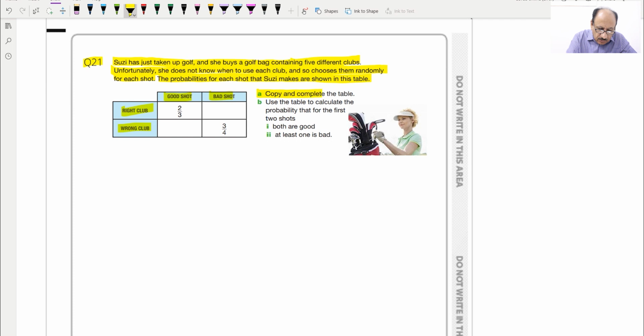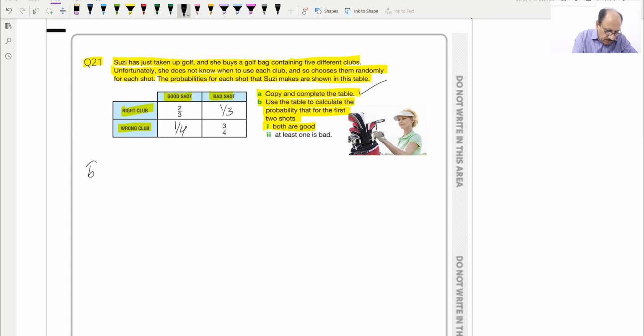So A part, copy and complete the table. This is easier, we just need to check. This is 2 by 3 and 1 minus 2 by 3 will be 1 by 3, so this will be 1 by 3. Similarly, this is 3 by 4, so 1 minus 3 by 4 will be 1 by 4, so this will be 1 by 4. So A part we are done with, which was completing the table, and the B part says use the table to calculate the probability that for the first 2 shots both are good.